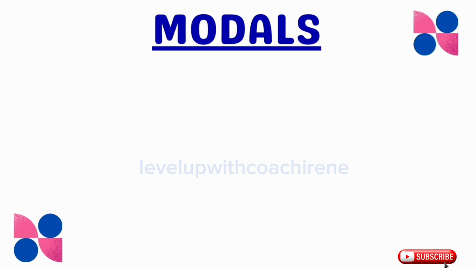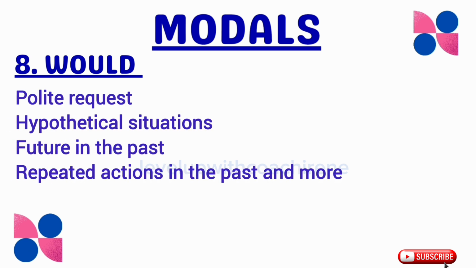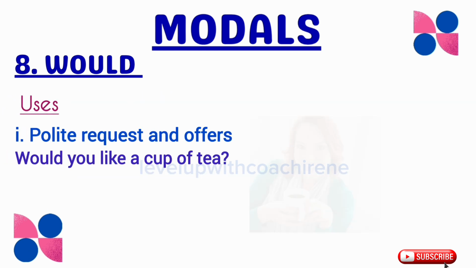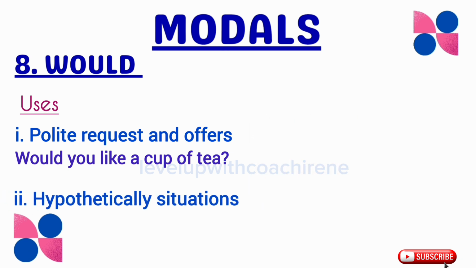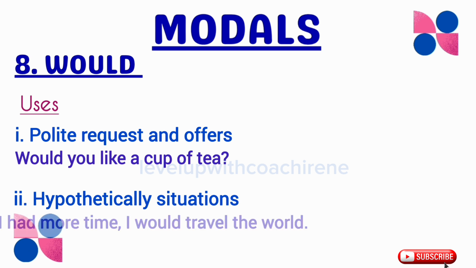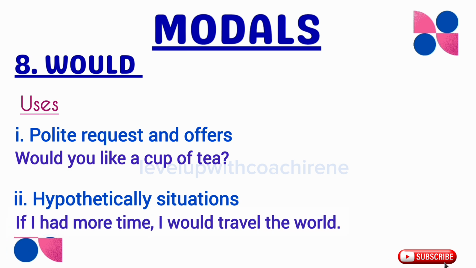Next, let us look at would. Would is a modal verb in English used to express polite requests, hypothetical situations, future in the past, repeated actions in the past, and more. It is often seen as the past tense form of will, but has broader uses beyond simple tense changes. The uses of would include, number 1, for polite requests and offers. For example, would you like a cup of tea? Number 2, for hypothetical situations. For example, if I had more time, I would travel the world.